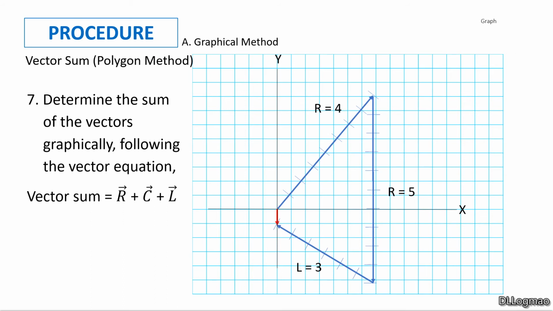If the tip of the left vector falls at the tail of the first vector, which is the right vector, then the resultant is 0. But if not, measure the length and direction of the resultant vector using a ruler and protractor. The length of the vector sum is 0.9 centimeter. The direction is 270 degrees.